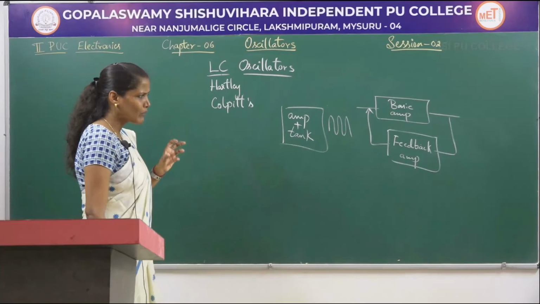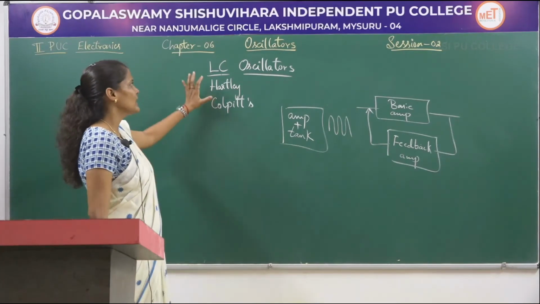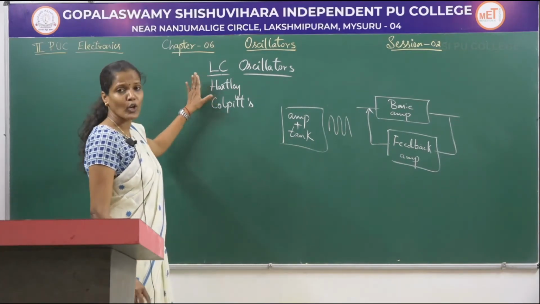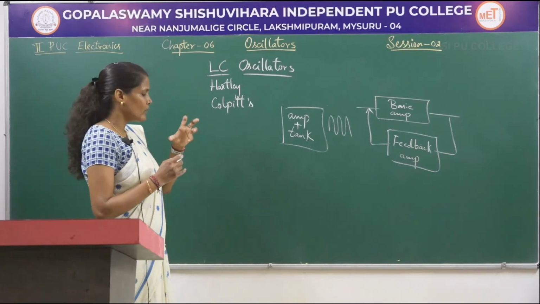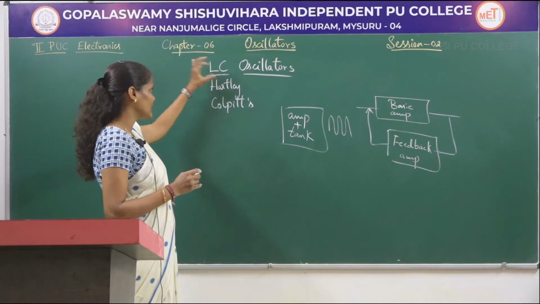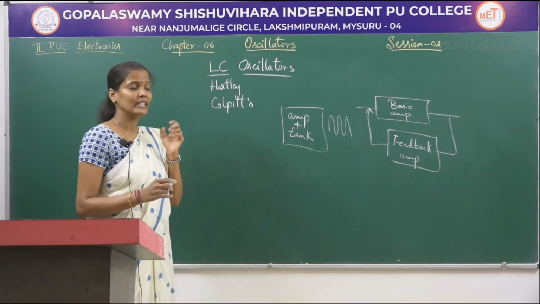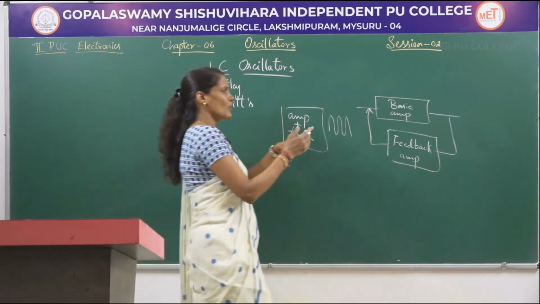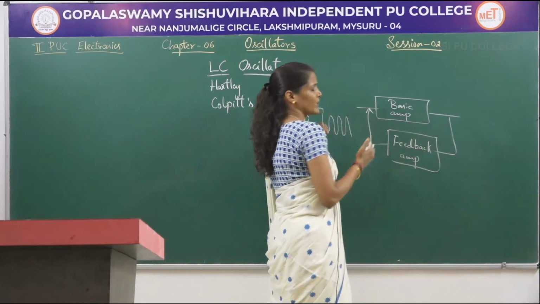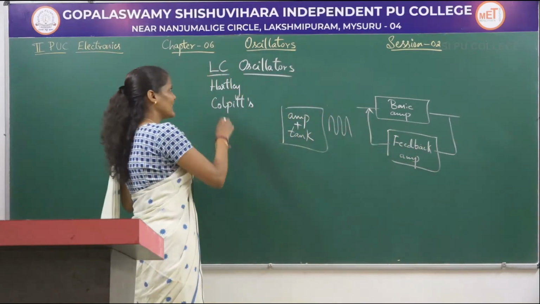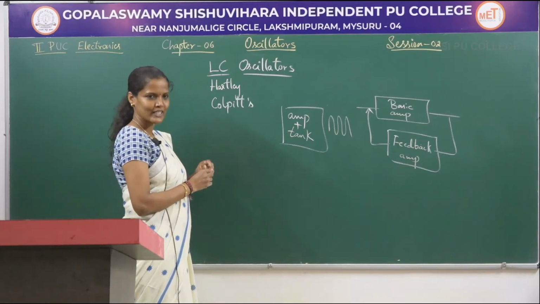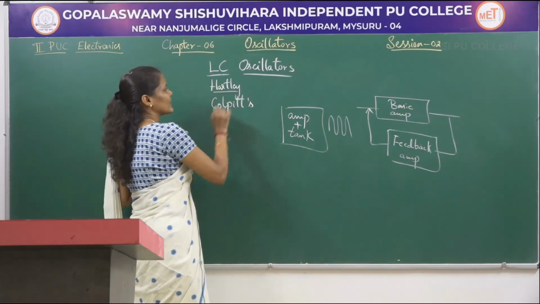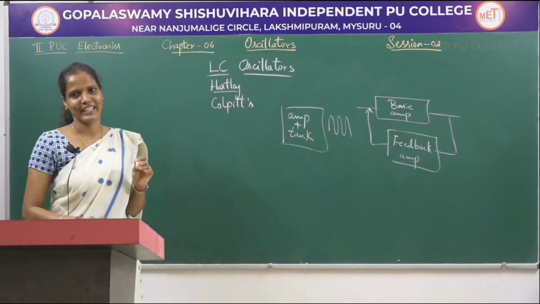So in the feedback amplifier, here we will be using two components, one is the inductor and the other one is the capacitor. Depending on which component, either the inductor or the capacitor, I am giving a portion of the output back to the input, accordingly we are going to classify these LC oscillators as Hartley oscillators and Colpitts oscillators. Now let us see what is this Hartley oscillator.